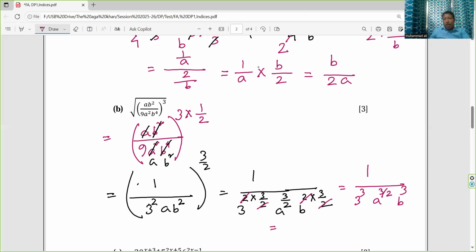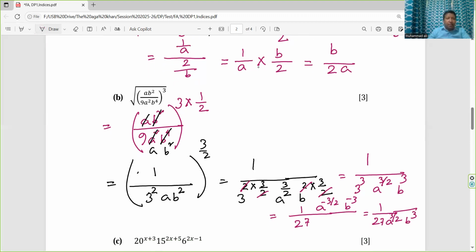So finally we get 1 by 27 here. If we want to write A to the power 3 and B to the power 3 on the upper side, we can write A to the power minus 3 by 2 and B to the power minus 3. Or we can write 1 by 27, A to the power 3 by 2, B to the power 3. So this is our question B answer.